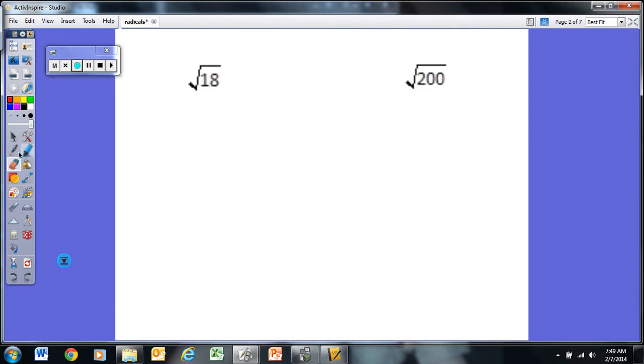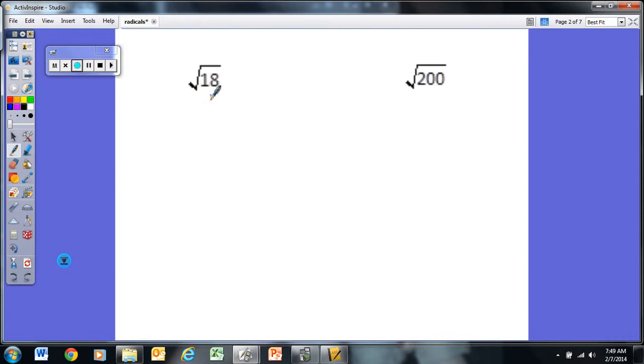There's two ways to go about it. Some people like to say, what's the biggest perfect square that goes into 18? Well, if you think about that, you have to memorize all of your perfect squares, 1, 4, 9, 16. And you would start with the biggest one that's smaller than 18. So like you would say, does 16 go into 18? No. Does 9 go into 18?